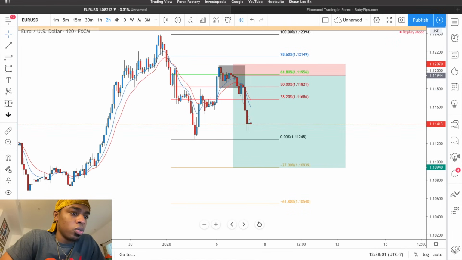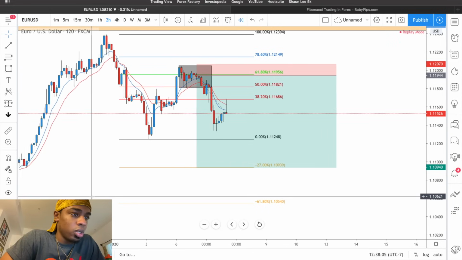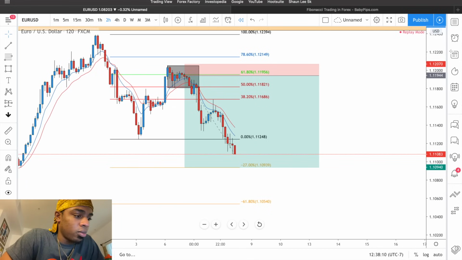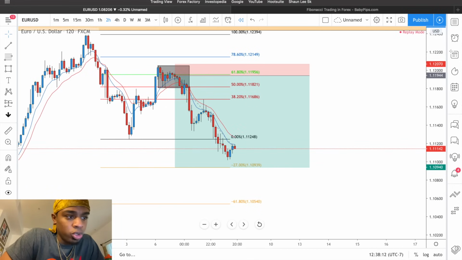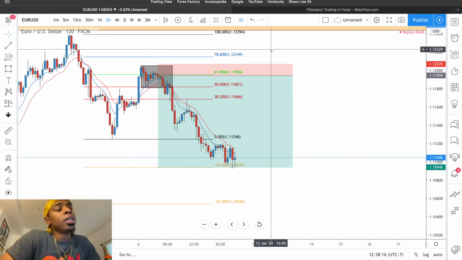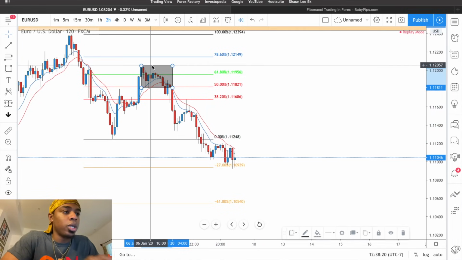And where does it go? You zoom in a little bit, you can see it. Look at what it's doing. Going right to the negative 27 extension. Right to it. It usually does that more times than not. Right to it. Boom. Right there. The minute it does that, get out of the trade. Boom. You got your money. You got out of the trade.